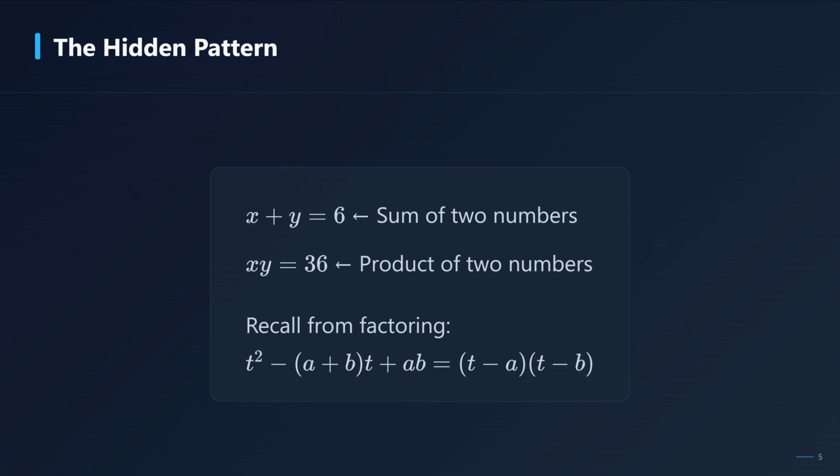But wait, look at what we're given. We have the sum of two numbers and the product of two numbers. Does this remind you of anything? When we factor quadratics, we use the exact same pieces, the sum of roots and the product of roots. This means x and y are actually the two roots of a quadratic equation.